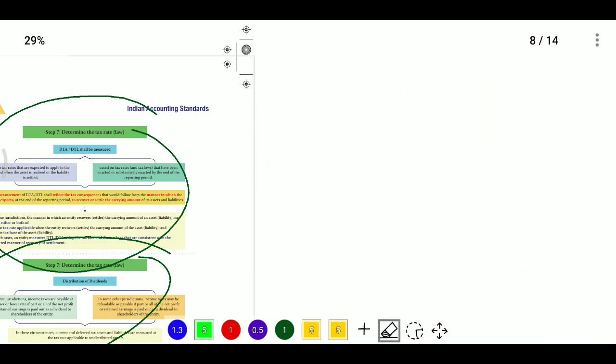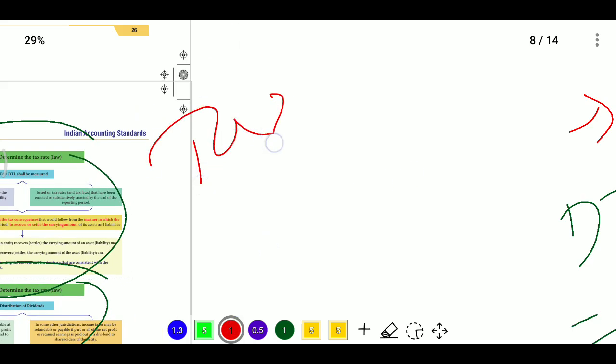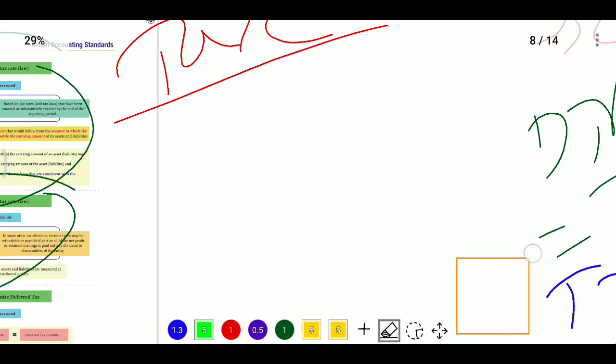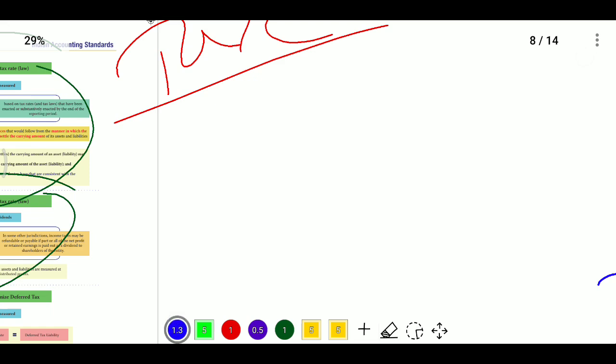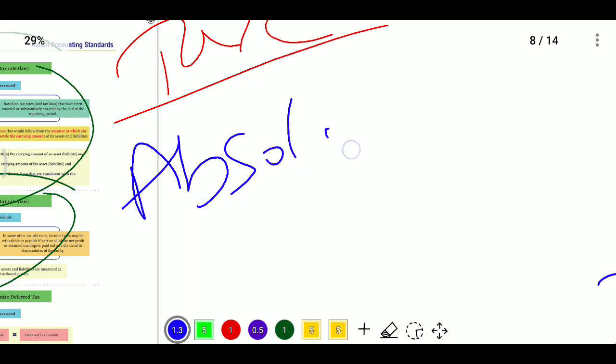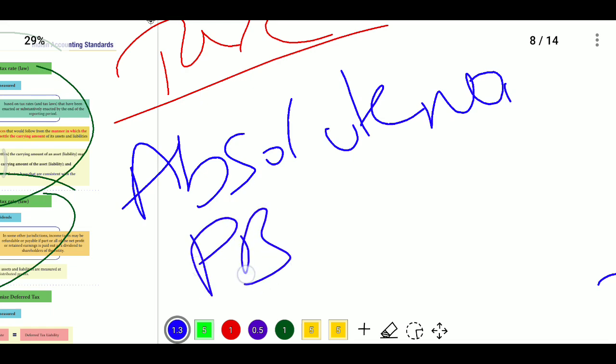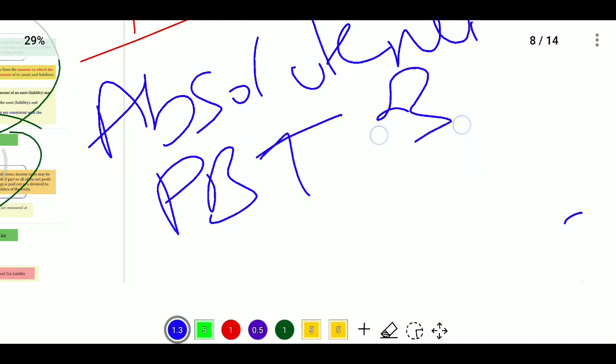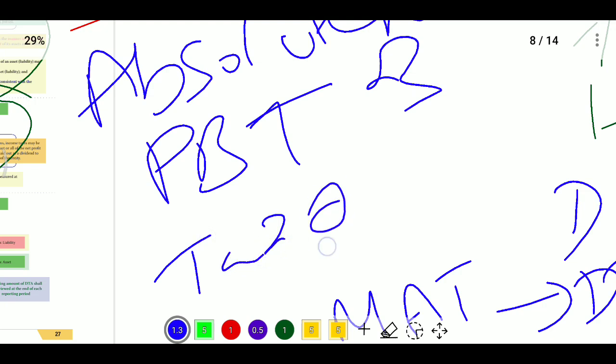For tax reconciliation we will check the balances. Firstly, tax reconciliation in absolute numbers: we need to check the reconciliation between tax expense and tax on PBT as per books. So profit before tax as per books, tax at the applicable tax rate, that is PBT as per books into tax rate, you need to check.